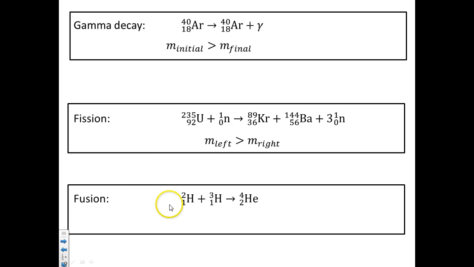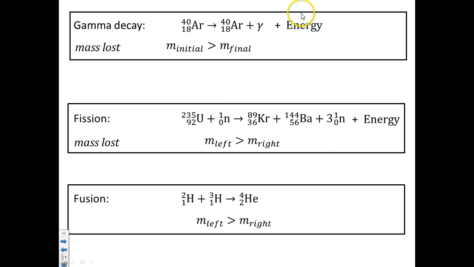Fusion is another example. If we compare the sides, we get more mass on the left when we add these masses than on the right. Now, mass is lost in all of these. Mass is lost, and we release energy because the system loses energy to the environment. Energy is given to the environment.